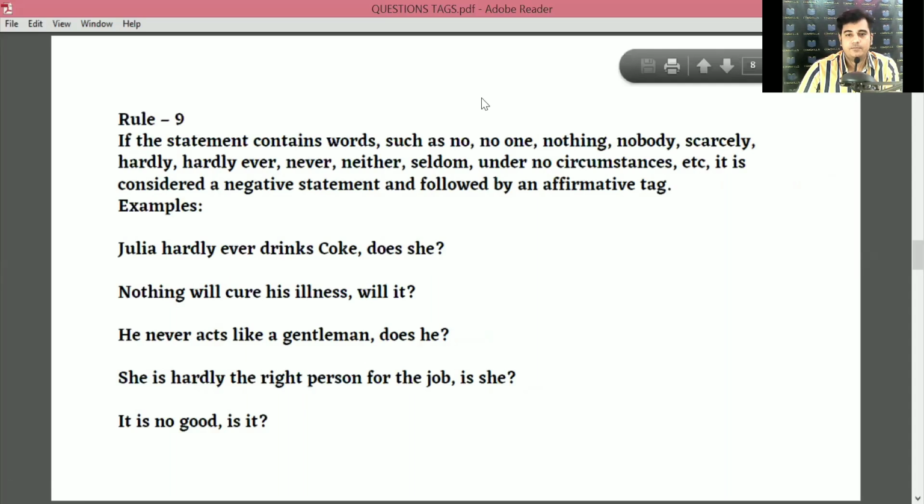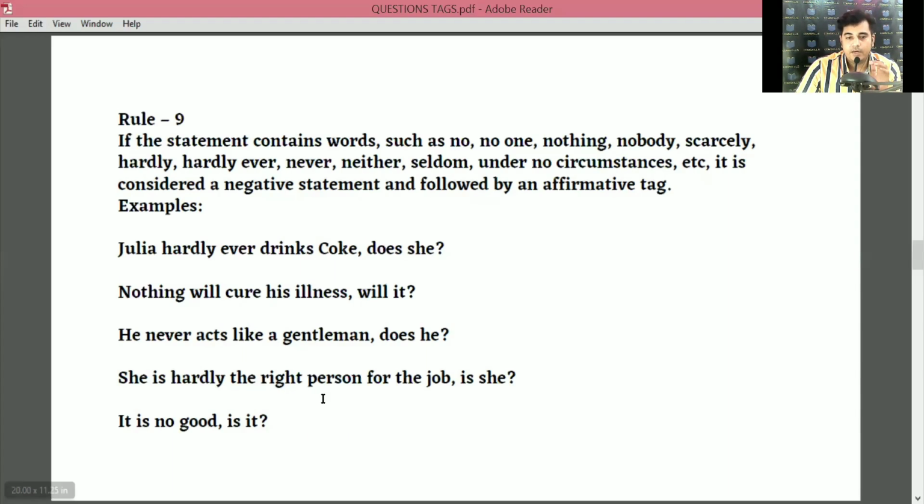Rule number 9. If the statement contains words such as no, no one, nothing, nobody, scarcely, hardly, ever, never, neither, seldom, under no circumstances, etc., it is considered a negative statement and followed by affirmative tag. Examples. We are talking about these words. Julia hardly ever drinks Coke. Does she? Nothing will cure his illness. Will it? He never acts like a gentleman, does he?